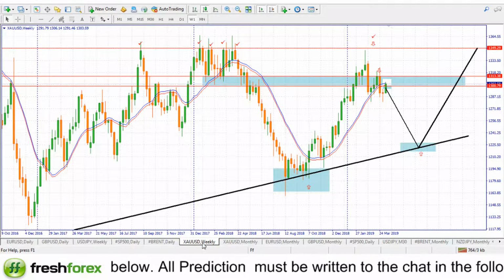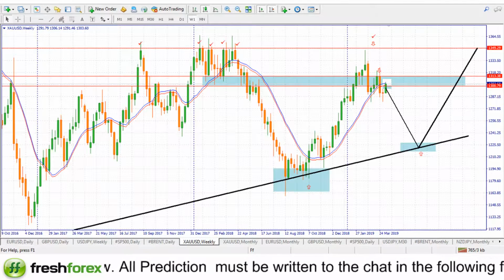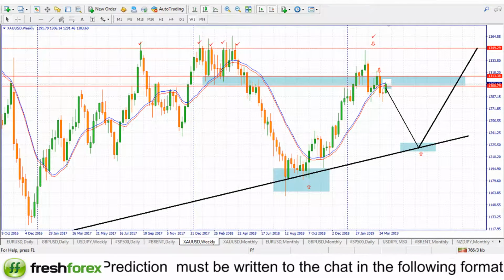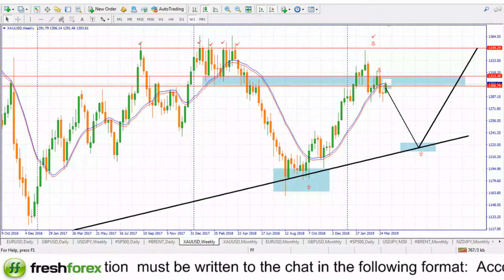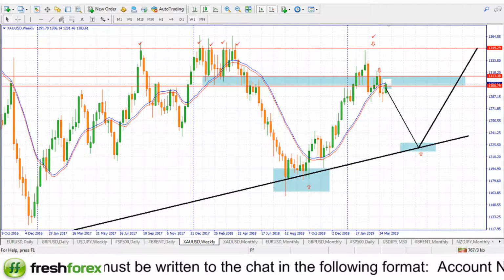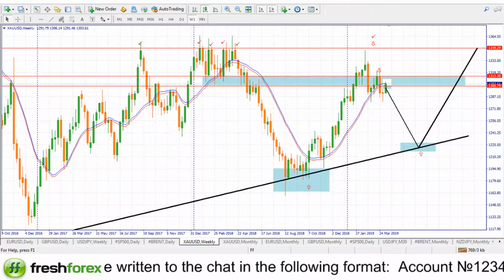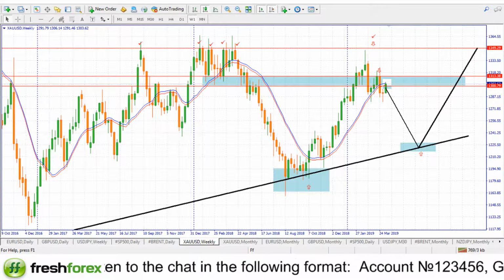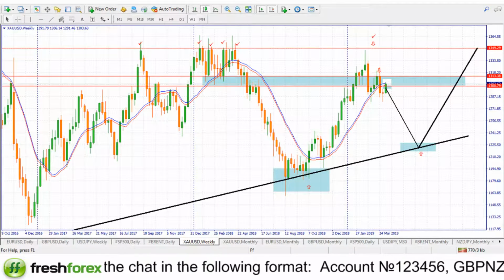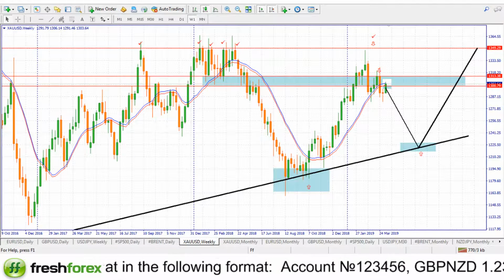So that should bring us to the end of today's overview. The most important thing that I'm going to say today is that we are predicting GBP/NZD. Say where you expect GBP/NZD to close at the end of today. If your prediction is correct, then you'll receive the reward, which is the $30 bonus.